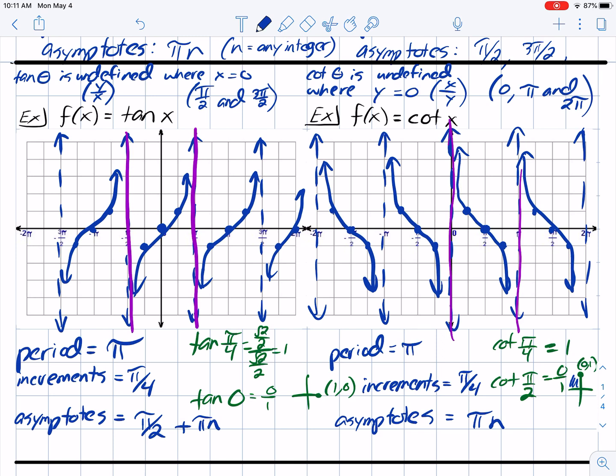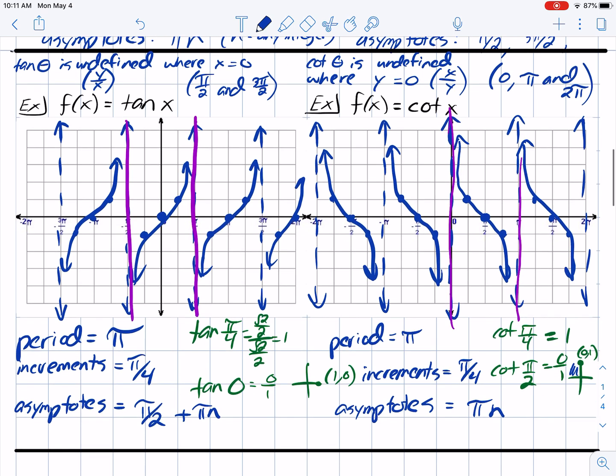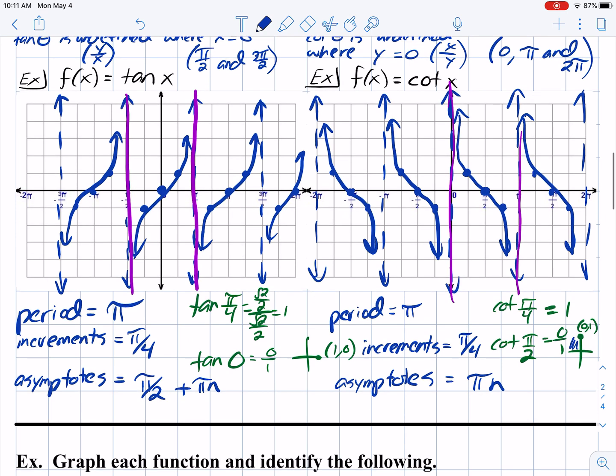If you plug in 0, you get 0. If you plug in 2, you get 2 pi, 1 pi. Perfect. So similar shapes for tangent and cotangent. One just shifted over and then reflected over the y-axis, okay?